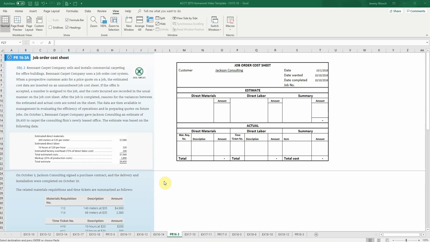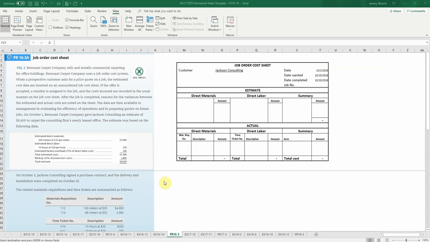On to problem 16-3A. In this problem, they're asking us to put together a job order cost sheet. When a company uses the job order costing system, that's how you keep track of cost. Every job will have some type of cost sheet where you can add up everything that you've put into the job.